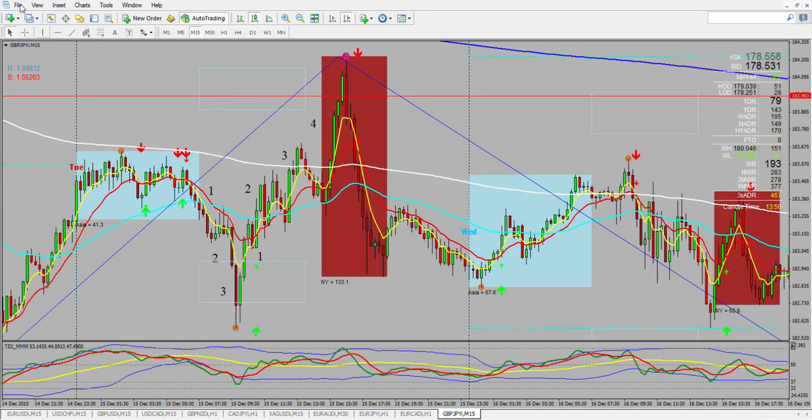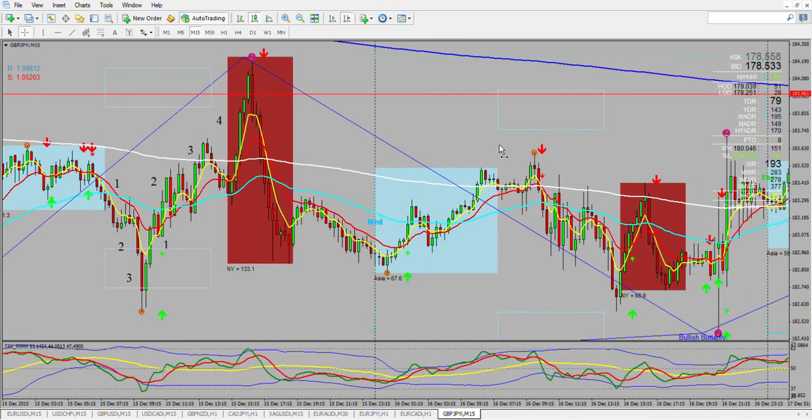Another nice setup. Waited for that. Level 2. I would wait for Asian. That's 75 pips. GJ is, I love this pair, man. It gives me adrenaline every time I look at it.